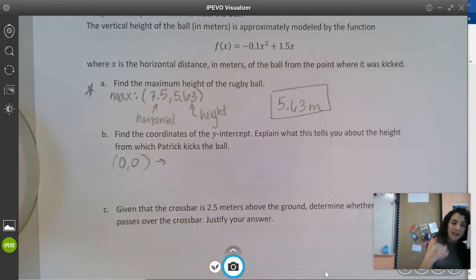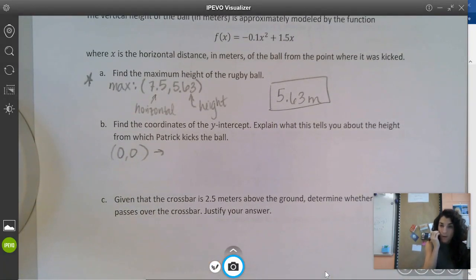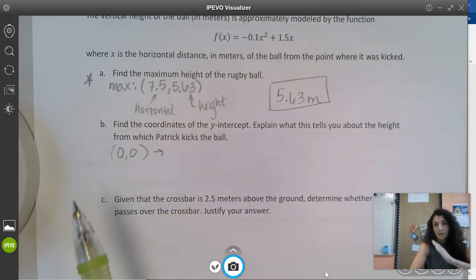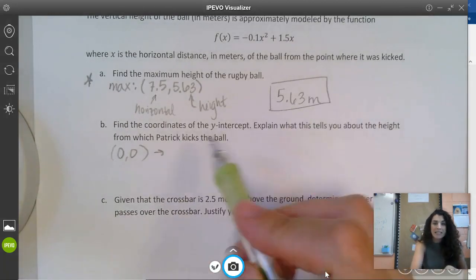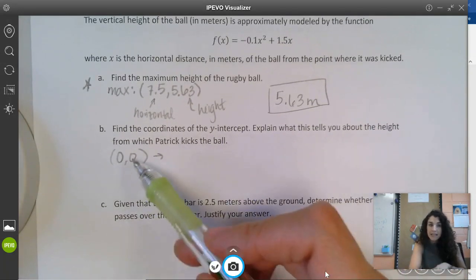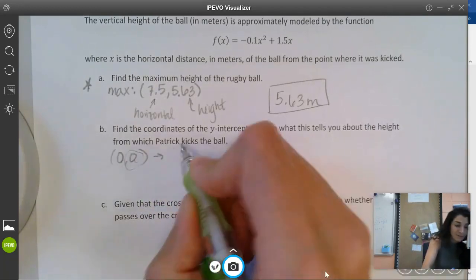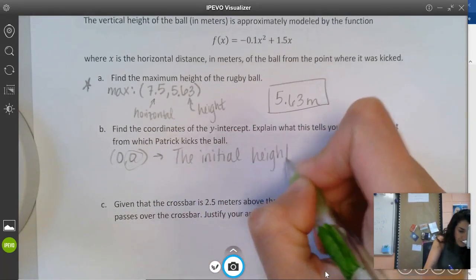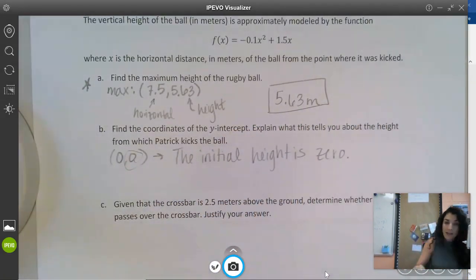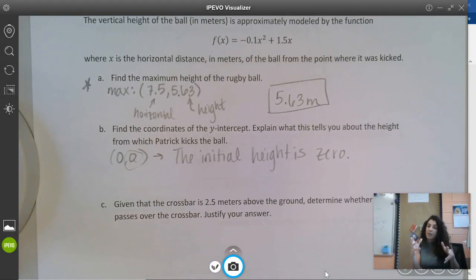And what does that mean about the height in which Patrick kicks the ball? Well, at horizontal distance 0, where we start, the initial height, remember that your y-intercept is always talking about initial things. Your initial height is 0. Which does mean something in the context of a sport, right? In a sport, you can pick up the ball and kick it, punt it, right, when you're holding it up. But sometimes it's also on the ground and you kick it from the ground. So it does mean something different, and it does tell us something helpful.